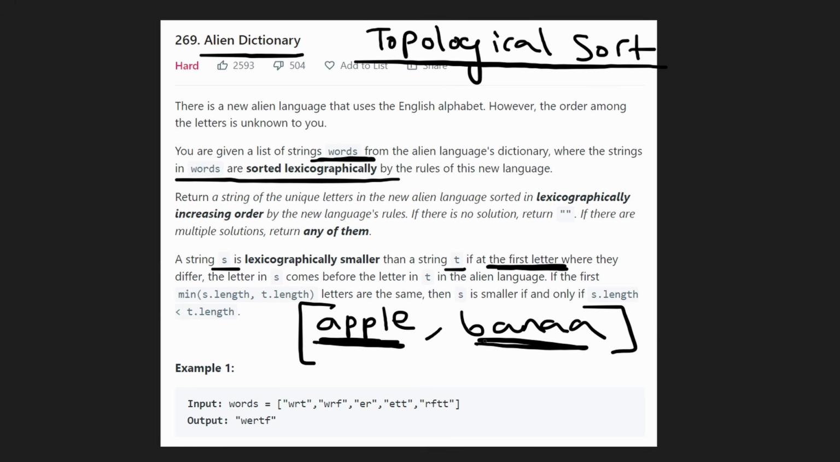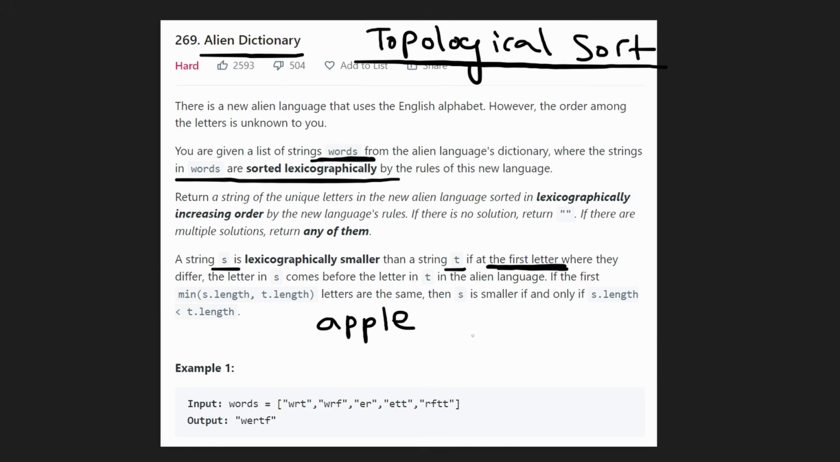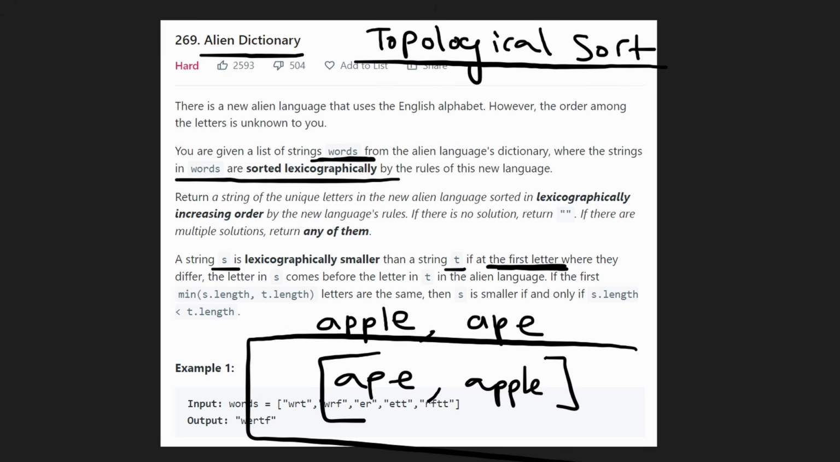Apple comes before banana. What if we were given a different word, such as apple and ape? Well, in that case, we look at the first characters. Okay, they're the exact same. So we still don't know how to sort them yet, right? We look at the second characters, P, P. They're the exact same. We look at the third characters, P and E, and we know in English, the letter E comes before P, right? So the correct ordering of these words is going to be the opposite. It's going to be ape and then apple.